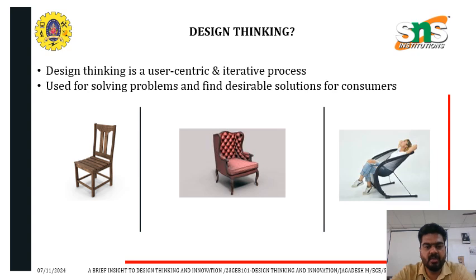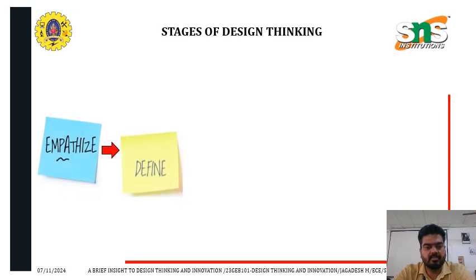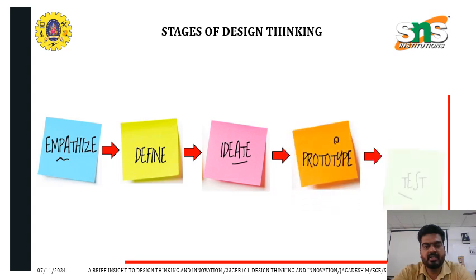You can see from the images, initially a wooden chair was there for very long days. Then it was made with a cushion, and nowadays the chair can even be used as a sleeping bed. All this is because of the users' interest; the product has been innovated. So this is the best example for design thinking. The stages of design thinking: first is empathize, then define, then ideate, then prototype, then test.